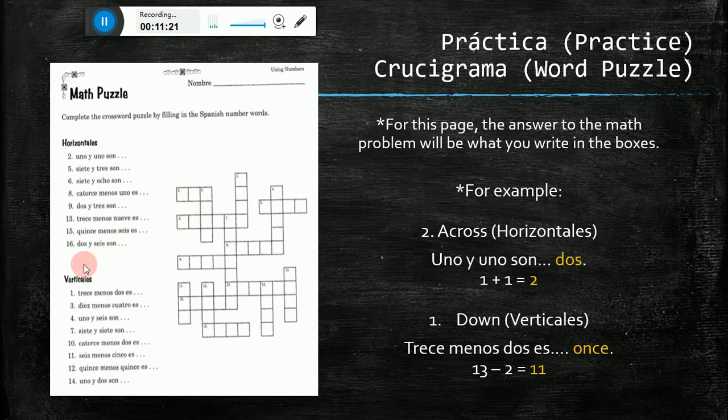Let's look at the first one for down, which is verticales. Also means verticals. Okay, so number 1 says 13 menos 2 es 11. Okay, so 13 minus 2 is 11. So 11 is your answer, and that's what we're going to spell in the box. So number 1 down, which is right here, we will spell out 11. O-N-C-E.